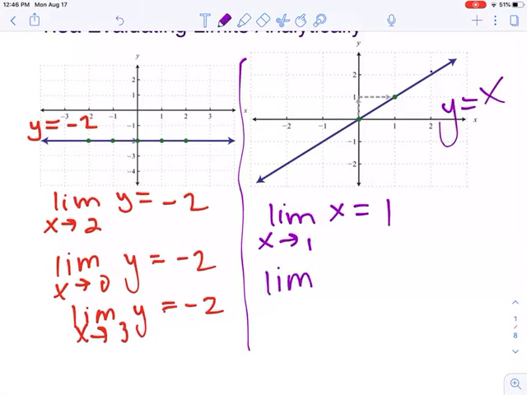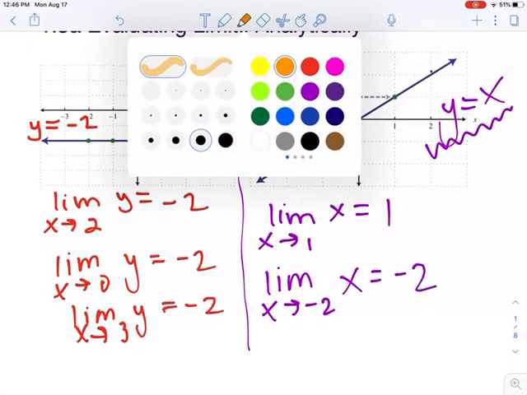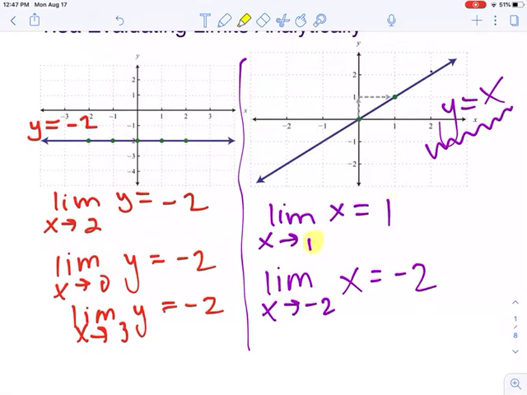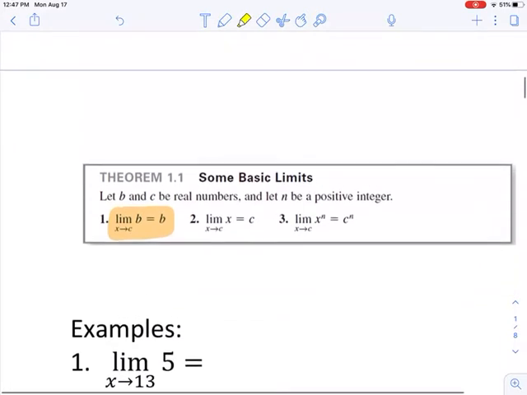Okay, what about the limit as x approaches -2? Well, here's -2. From the right and the left, we have a y value of -2. Since we have this property, y equals x, the x coordinate and the y coordinate are always the same on this line, which means our limit is going to have that same value.